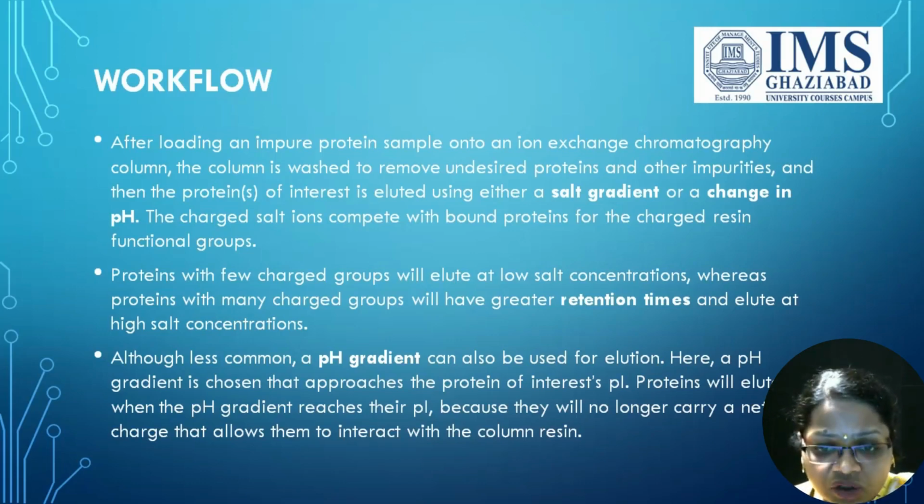Although less common, a pH gradient can also be used for the elution. What do we mean by this? We mean that we are changing the pH of the solution in a gradient form, means with time we are changing the pH. Here a pH gradient is chosen that approaches the pI of the protein of interest, the protein that we want to finally purify from the sample. As it reaches its pI, it will carry no charge, there will be no interaction with the column, and it will finally elute out from the column.